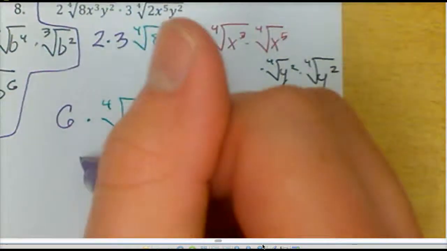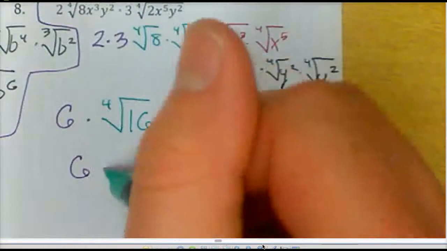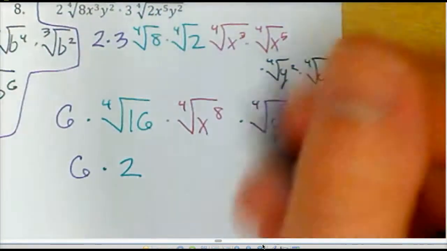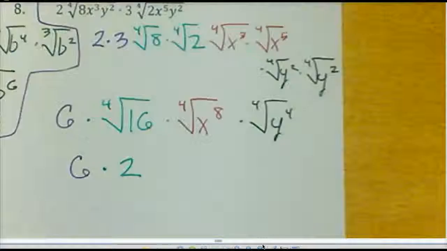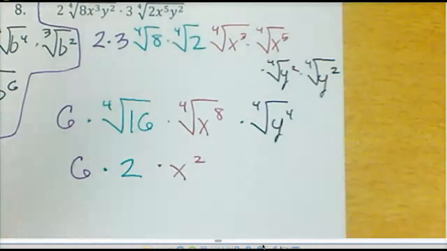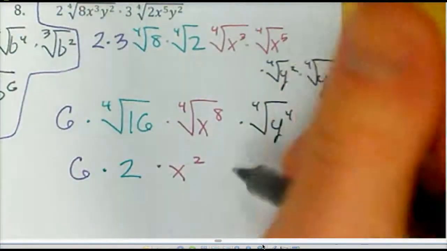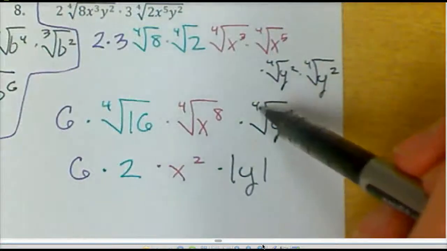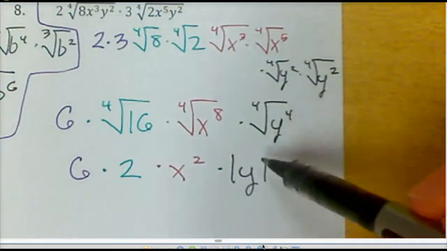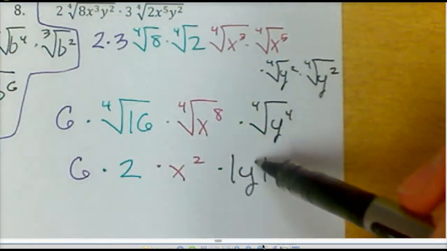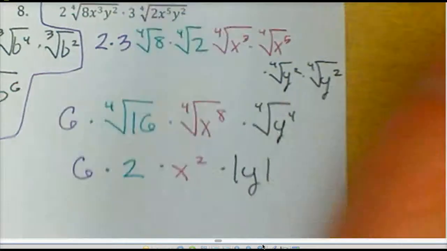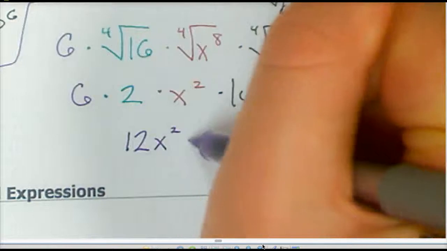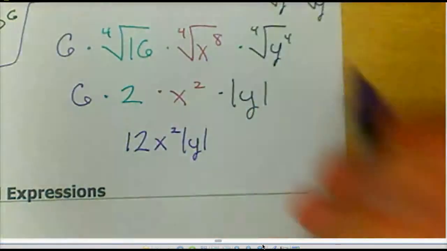So we end up getting 6 times the 4th root of 16, which is 2. The 4th root of x to the 8th is x squared. And the 4th root of y to the 4th is not y, but the absolute value of y, because we have an even index, even exponent, and your resulting exponent is odd, so we need to use our absolute value bars. So the answer to this would be 12 x squared absolute value of y.